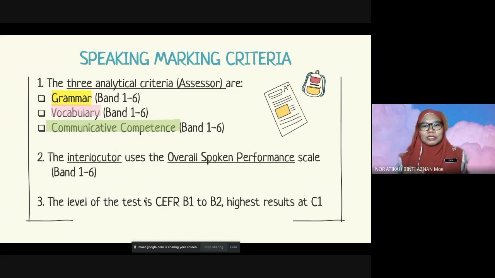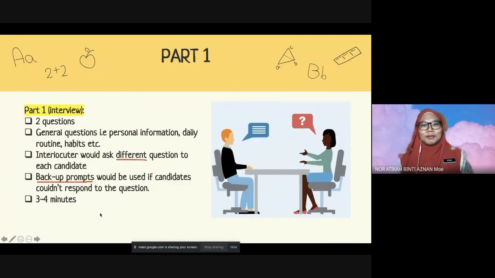So for all these three skills, the criteria, there will be band 1 until band 6. The interlocutor uses the overall spoken performance skill from band 1 to band 6. And the level of the test is CEFR B1 to B2, and the highest result is at C1. Let's take a look at part 1.